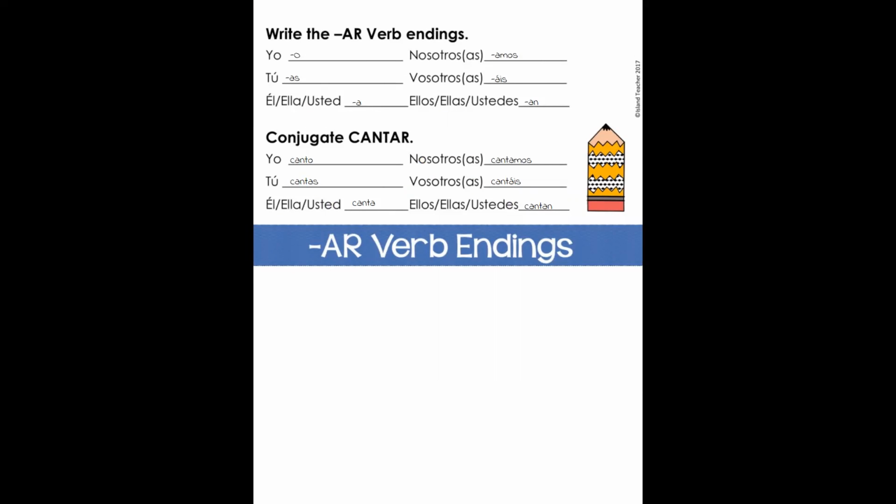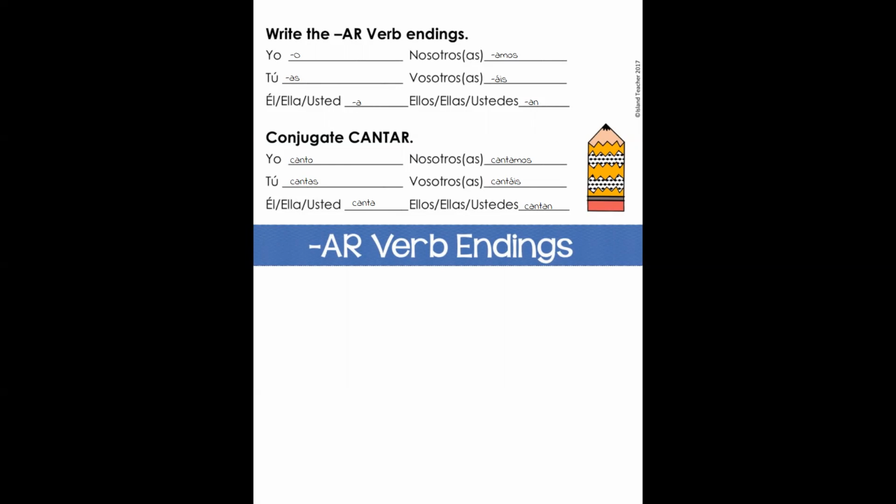Okay, on the next page, we have the endings for AR verbs. And the yo ending is O. The tú ending is as. The él, ella, and usted endings are all the same, and it's a. The nosotros or nosotras form ends with amos. The vosotros or vosotras form ends with áis, an accent on the A there. Then the ellos or ellas or ustedes forms all end the same, and they end with an.